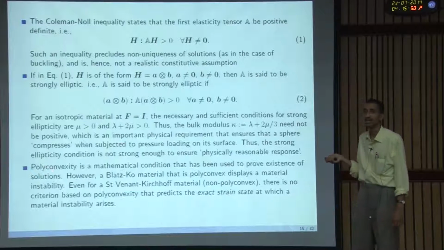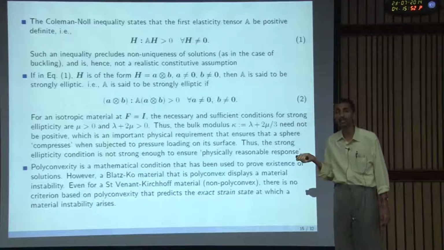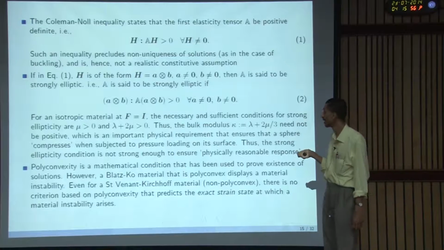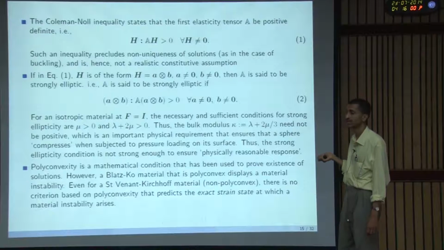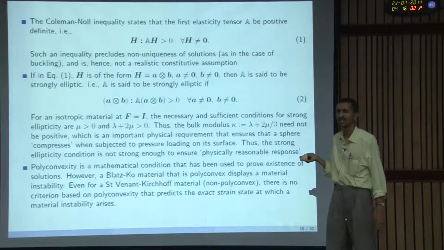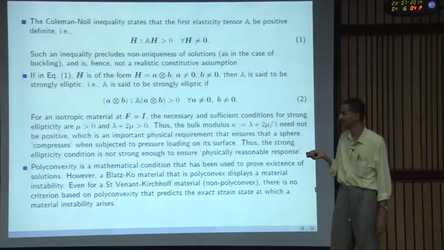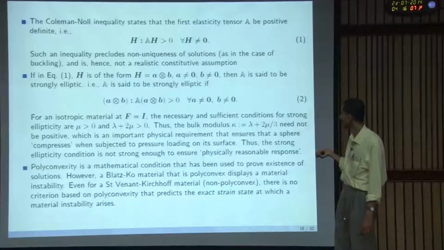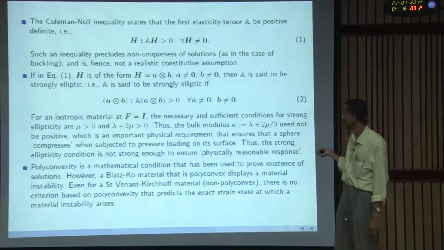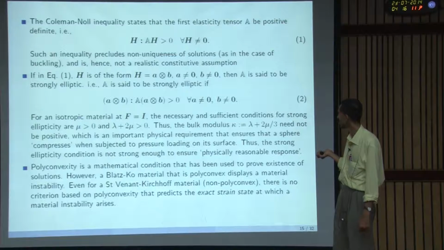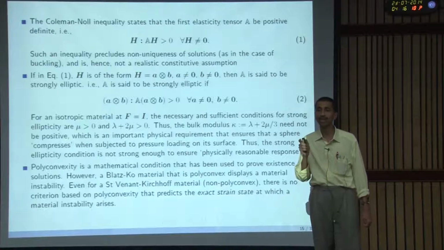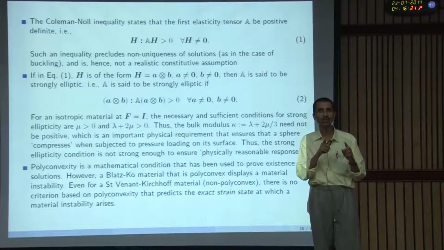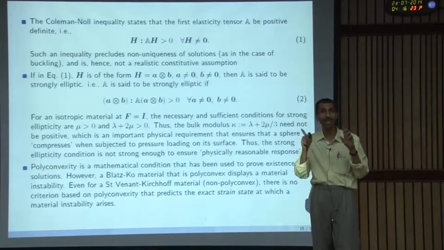Then polyconvexity is a condition that has been proposed by Ball. It's a very famous and well-known condition. It has been used to prove existence of solutions in nonlinear elasticity. That's a very classical work, I think in 1977 or so, in the Archive for Rational Mechanics. For the first time, John Ball proved existence of solutions for nonlinear elasticity using this condition. However, this condition is a purely mathematical condition. That means there is no direct link with any physical condition there.